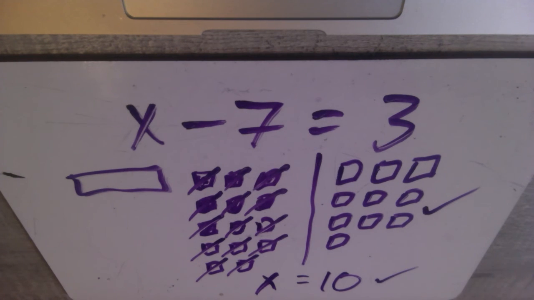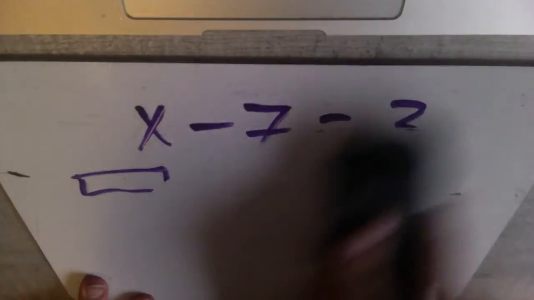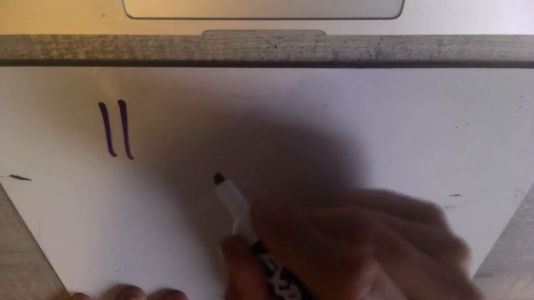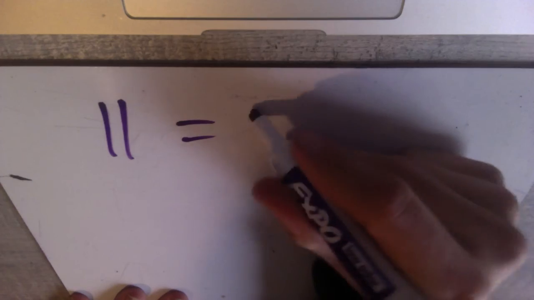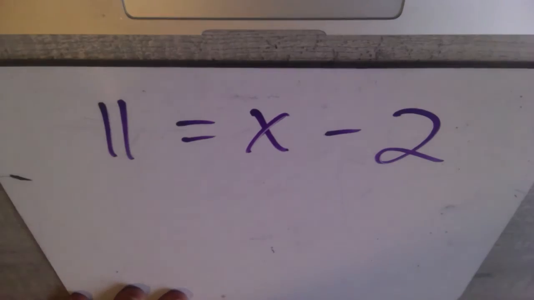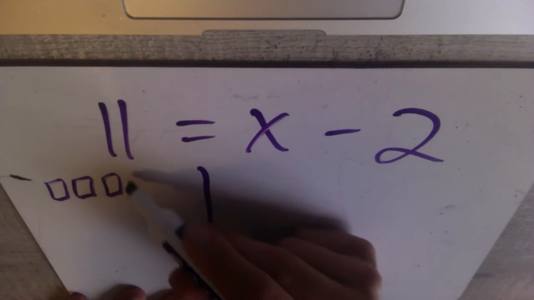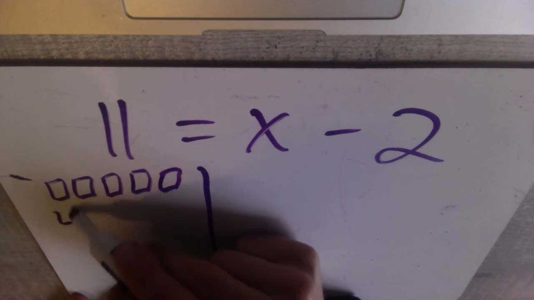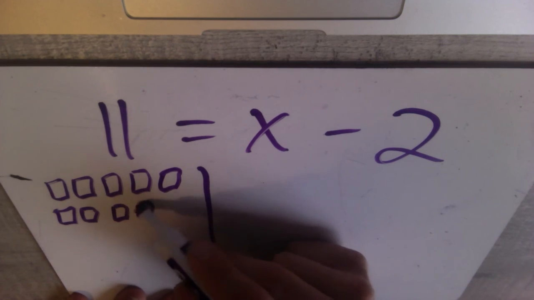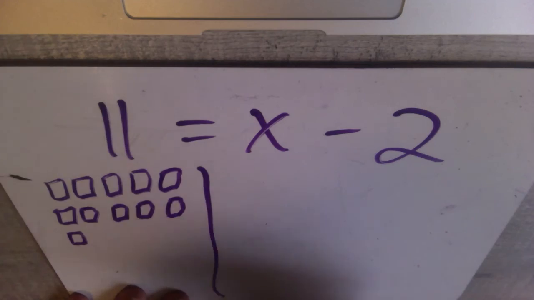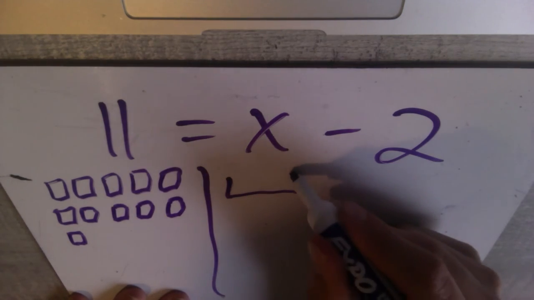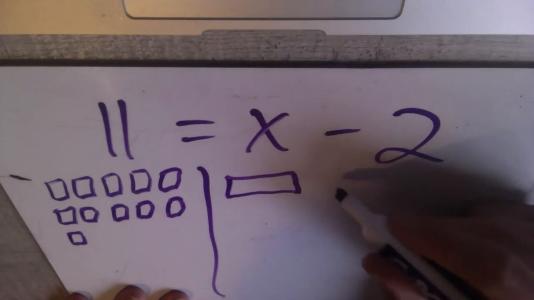Last one here, guys. Moving on to F. Thank you for bearing with me as I draw these tiles. So we have 11 equals x subtract 2. Create that divider. On my left side I have 11 tiles. Bear with me here as I draw all of them. And on my right side I have my variable x, shown with a rectangle, and -2.